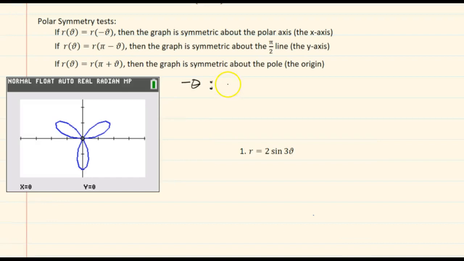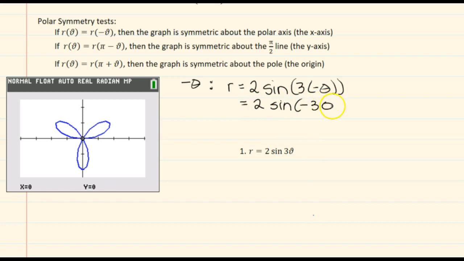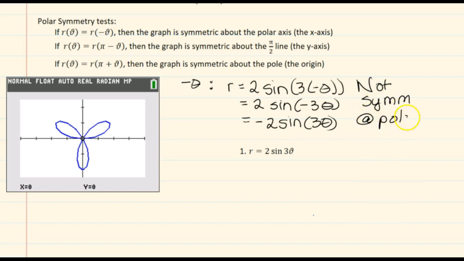Let's try another equation. First, we're going to plug in negative theta into our equation. So we're going to get r is equal to 2 sine of 3 times negative theta, which is the same thing as sine of negative 3 theta. Remember, for a negative angle, we're actually going to get negative 2 sine of 3 theta, and we're going to see that that is not the same thing as our original equation, so therefore this is not symmetrical about the polar axis or the x-axis.